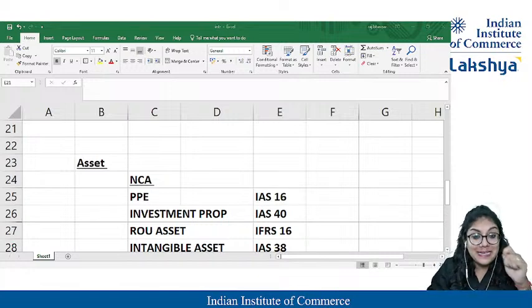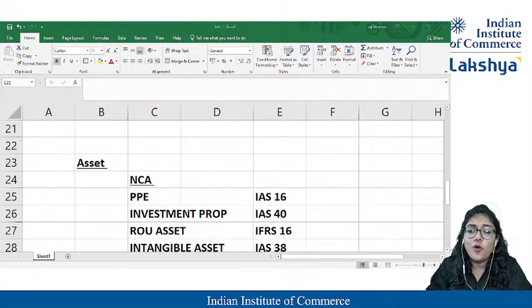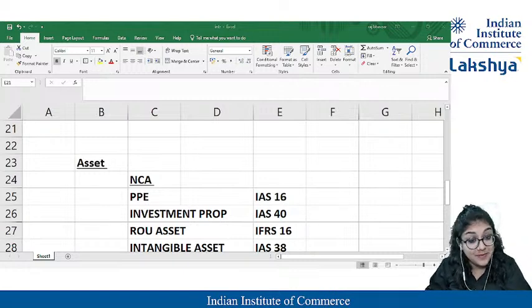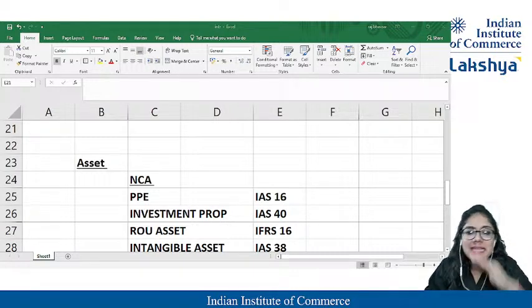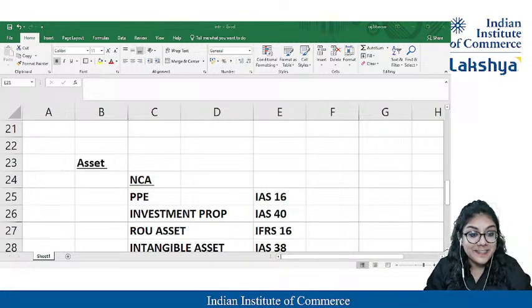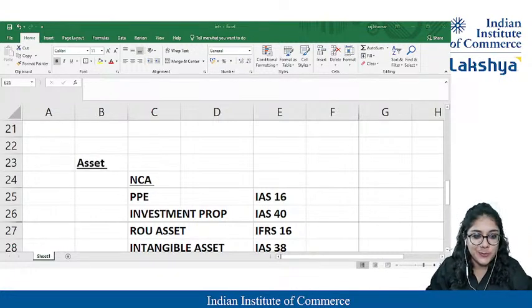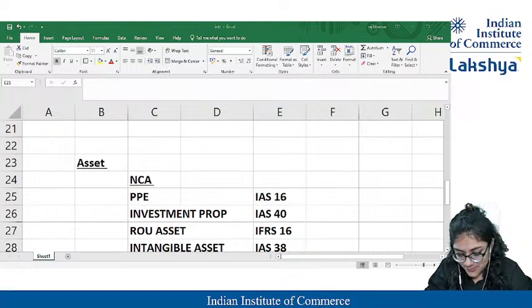So every line item of my financial statements is obliged to be shown at fair value unless any standard gives the exemption, as it is given in investment property, right? You can show it at cost or fair value, whichever you feel is more relevant.